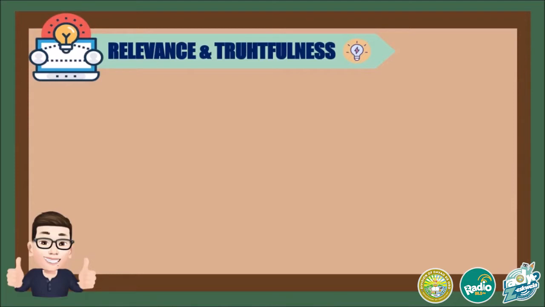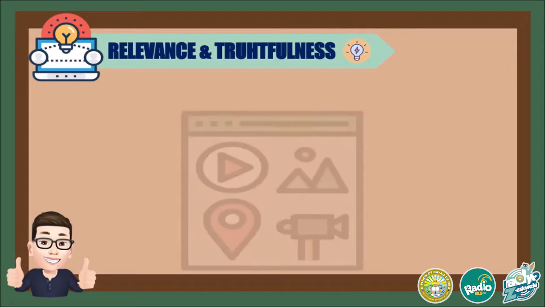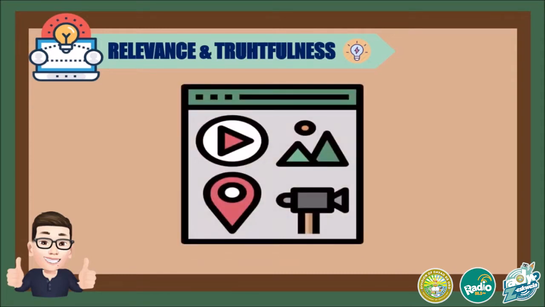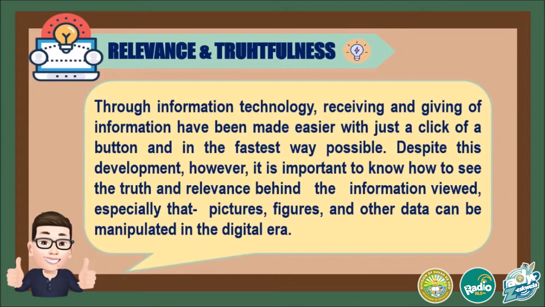Since you have already learned differentiating biases from prejudices in the previous topic, this time, we will determine the relevance and truthfulness of ideas in the material viewed. Photos, videos, comic strips, and graphics are materials usually viewed that present ideas. Through information technology, receiving and giving of information have been made easier with just a click of a button and in the fastest way possible. Despite this development, however, it is important to know how to see the truth and relevance behind the information viewed, especially since pictures, figures, and other data can be manipulated in the digital era.